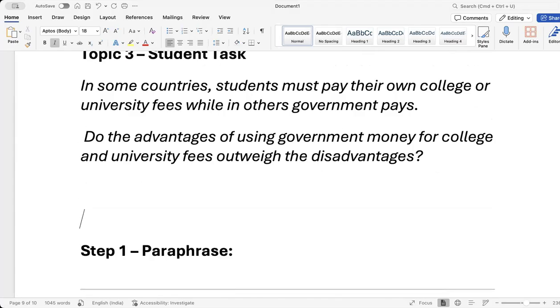Tell me. Students paying their own college or university fees, or the government paying the fees. What are the advantages and disadvantages? Tell me.